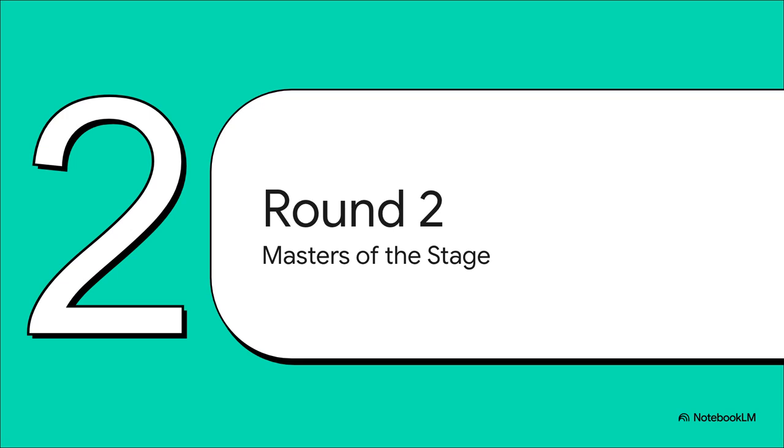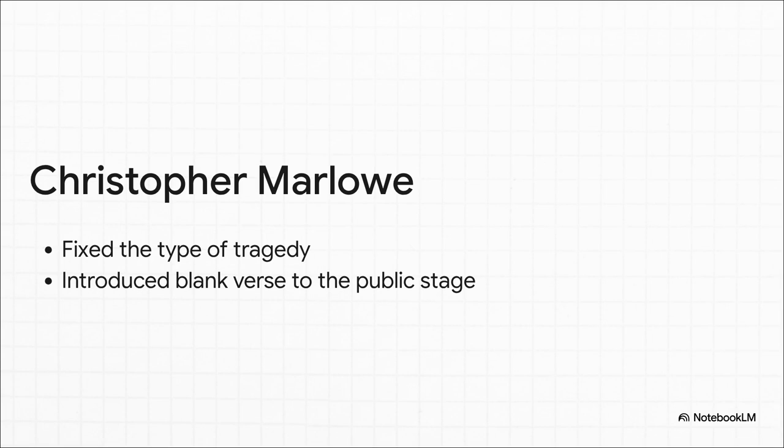Let's shift gears now, leave the poetry behind for a second, and head to the theater with round 2, Masters of the Stage. Question 5. Which playwright is noted for fixing the type of tragedy and chronicle play, as well as introducing blank verse to the public stage? Here are your options. A, John Lilly, B, Christopher Marlowe, C, Robert Greene, or D, Thomas Kyde.